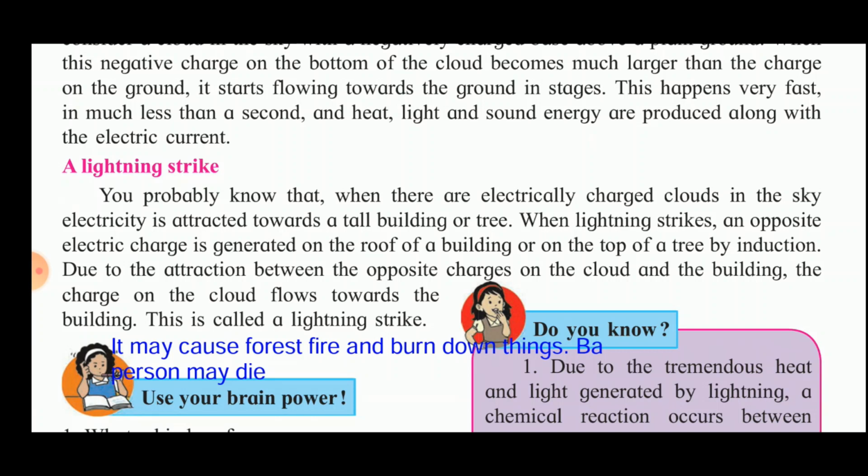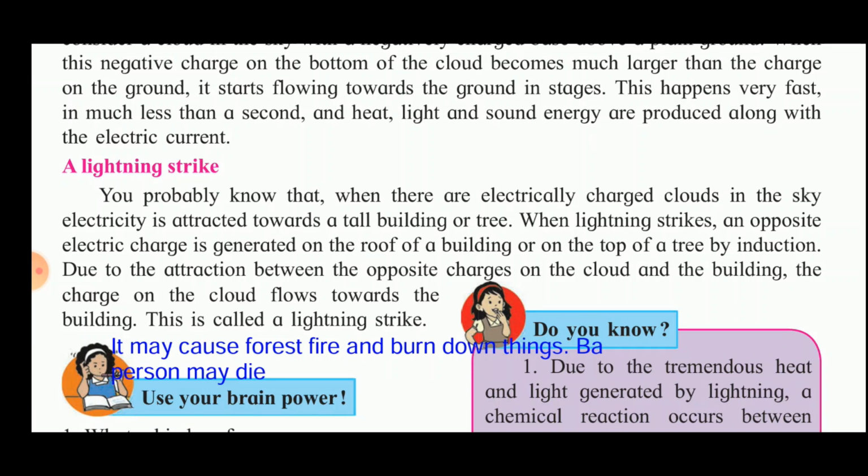Electricity is attracted towards a tall building or tree. When lightning strikes, an opposite electric charge is generated on the roof of the building or on the top of the tree by induction. Due to the attraction between the opposite charges on the cloud and the building, the charge on the cloud flows to the building. This is called a lightning strike.